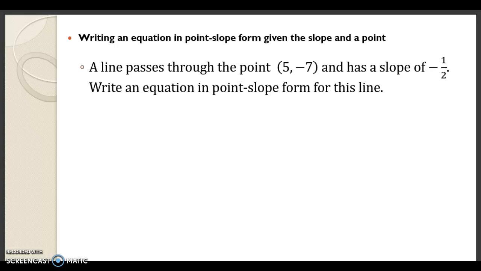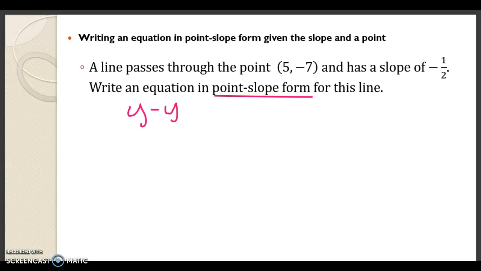Hey everybody, in this video we're going to talk about writing an equation in point-slope form given the slope and a point. The question states, a line passes through the point (5, -7) and has a slope of -1/2. Write an equation in point-slope form for this line. So the specific form that we're looking for is point-slope form, which looks like this.